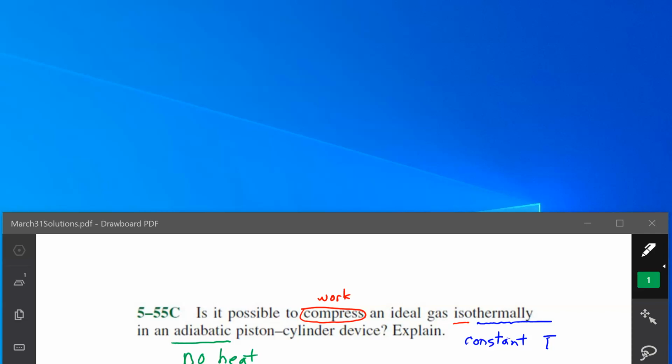When you're compressing the gas, you're increasing the energy. You're putting energy into the gas. The word adiabatic means that there is no heat transfer. There's no thermal energy that is transferred in or out of the system. So think about those things in relation to the energy equation and see if you can answer this question. I'm going to pause it and you think about it.